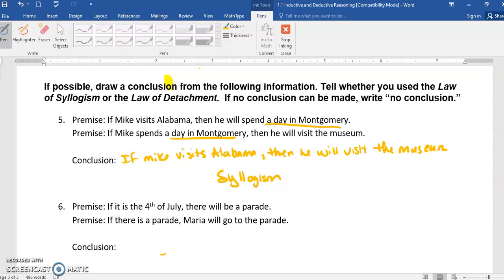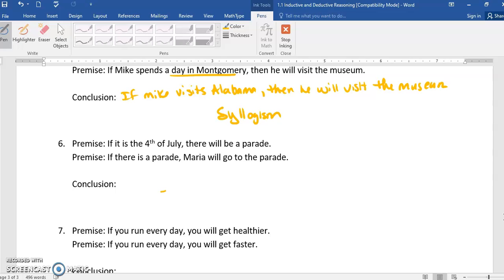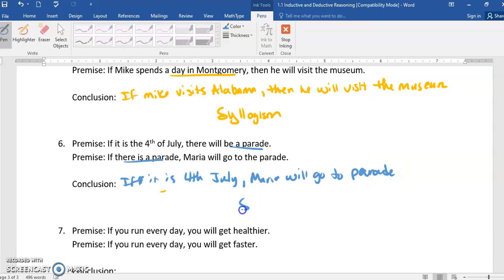If it is the 4th of July, there will be a parade. If there's a parade, Maria will go to the parade. Again, the beginning of the second one matches up to the end of the first one. If it is the 4th of July, then Maria will go to the parade. Valid syllogism.